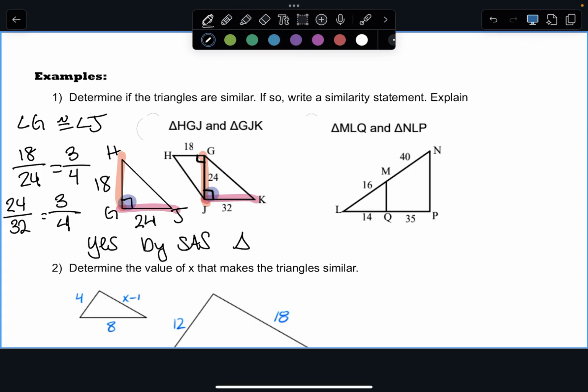And now we just need our similarity statement. We need triangle similar to triangle. On your test, I'll give you one triangle. So let's just say on your test it tells you HGJ. And you have to match for your second triangle. So what letter should come first? What goes with H? G. What goes with G on the left goes with what on the right? J. And then J goes with K. So G, J, K.